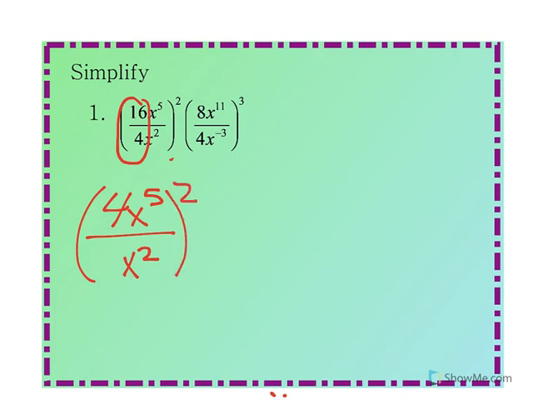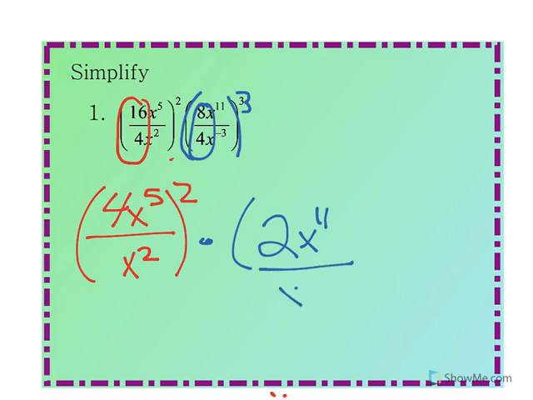If we do look at our second one right here, before we take this to the 3rd power, let's simplify inside. 8 divided by 4 is 2, and then we have x to the 11th over x to the negative 3rd, and that is all to the 3rd power. So just to recap, what we did was we just simplified the coefficients inside. 16 divided by 4 is 4.